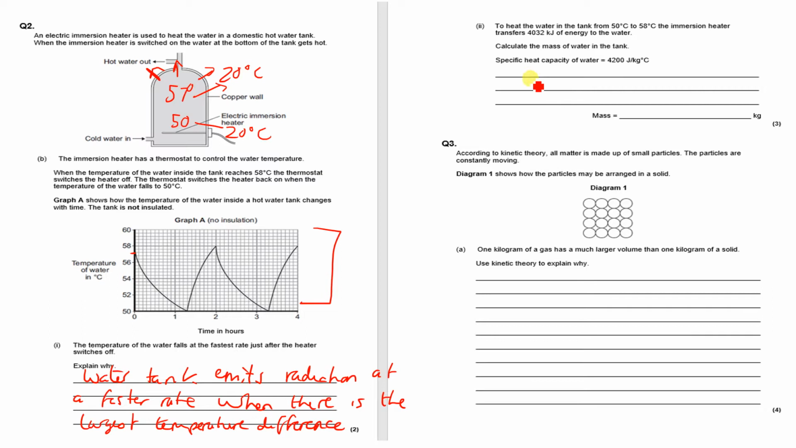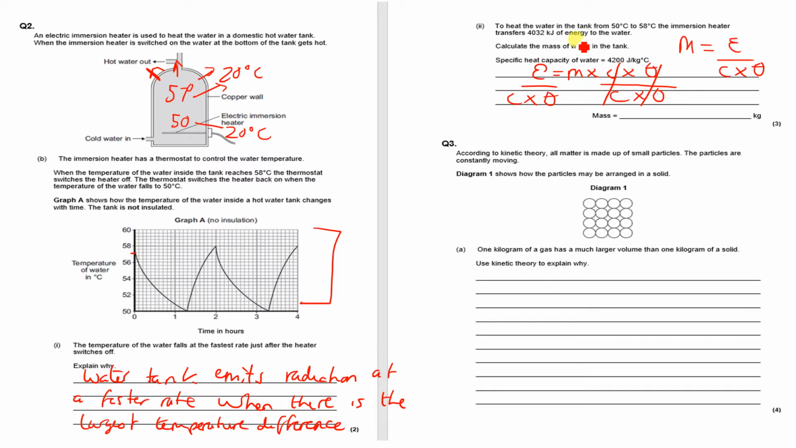kilojoules of energy. So again, we're trying to work out something using the specific heat capacity equation. So energy is equal to the mass times specific heat capacity times the temperature change. So again, we're going to have to rearrange this equation. We want mass, so we're going to get rid of these two. We're going to divide on this side, so we do the same on the other side, and those are going to cancel. So mass is equal to energy divided by specific heat capacity times the temperature change.